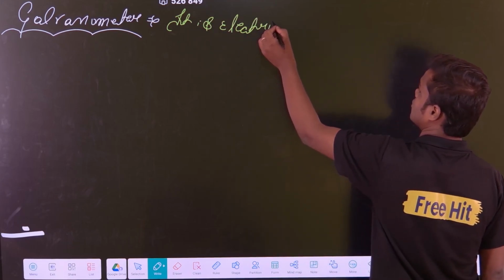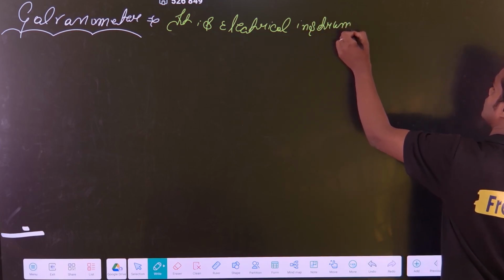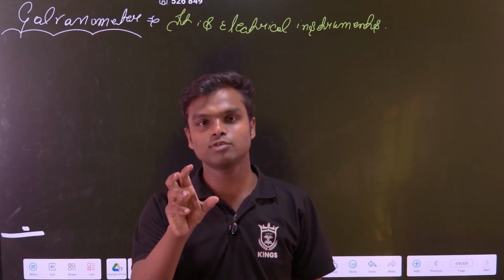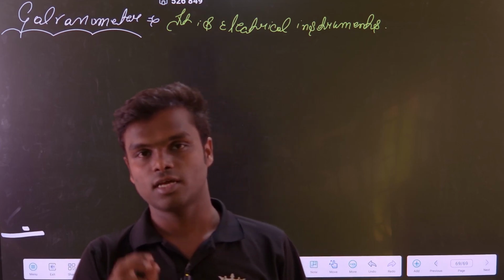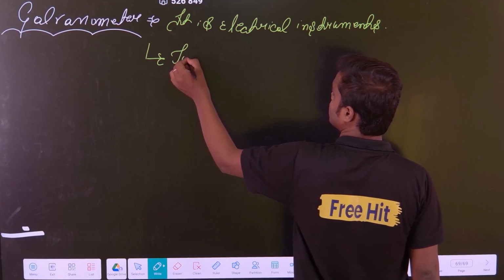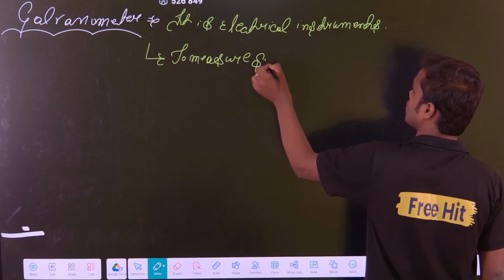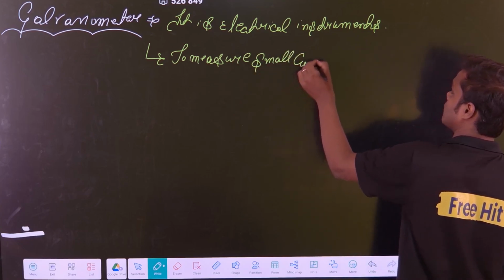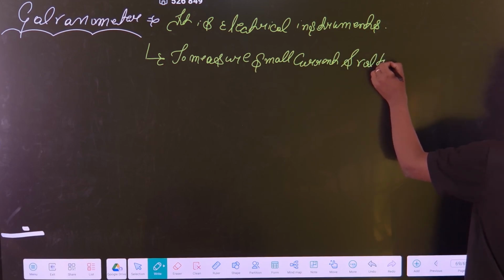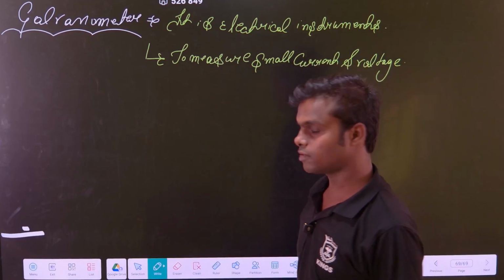It is an electrical instrument. Then what is the work of this electrical instrument? What is the use of it? We basically use it to measure small current and small voltage. Means if there is any small current and voltage variation, it is used to measure that value. That is going to be measured by using the galvanometer, correct?